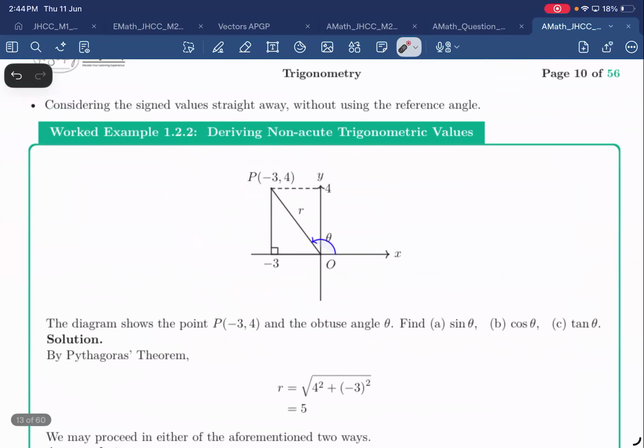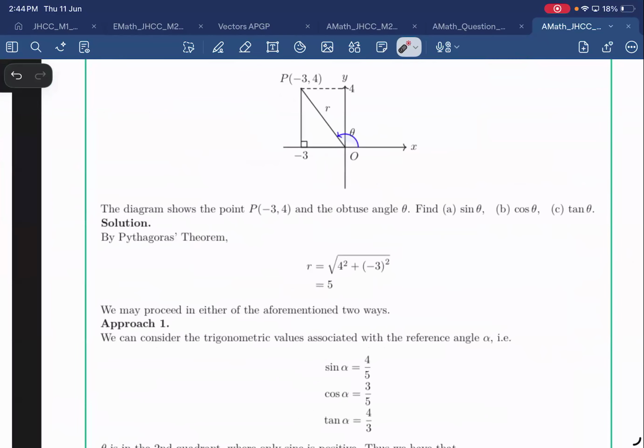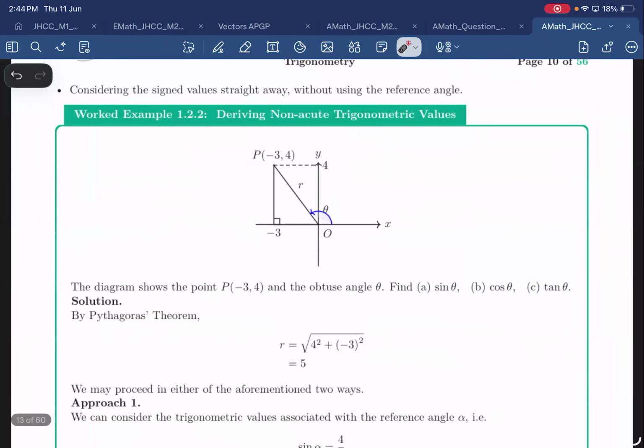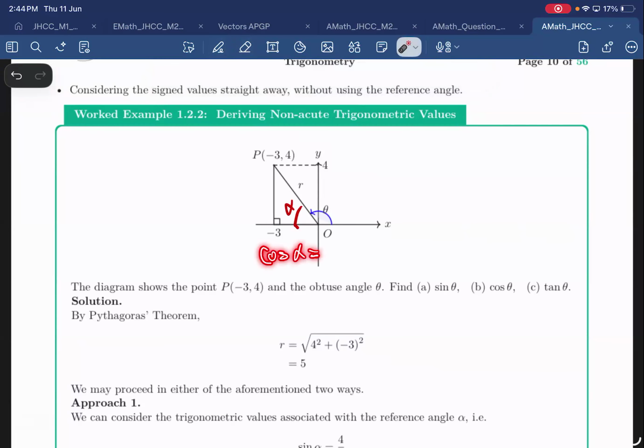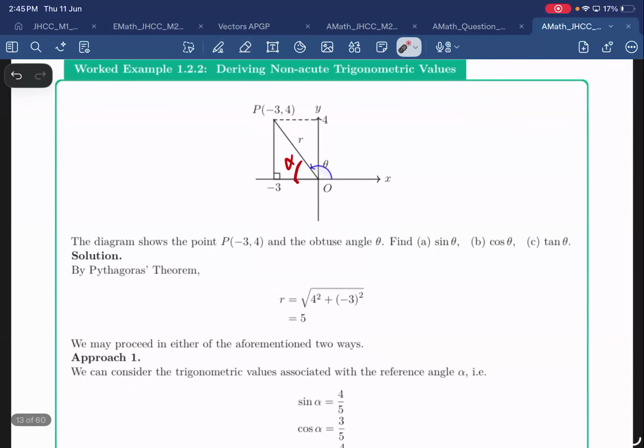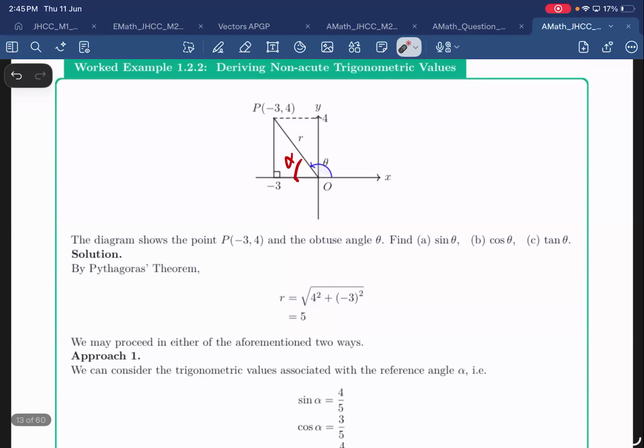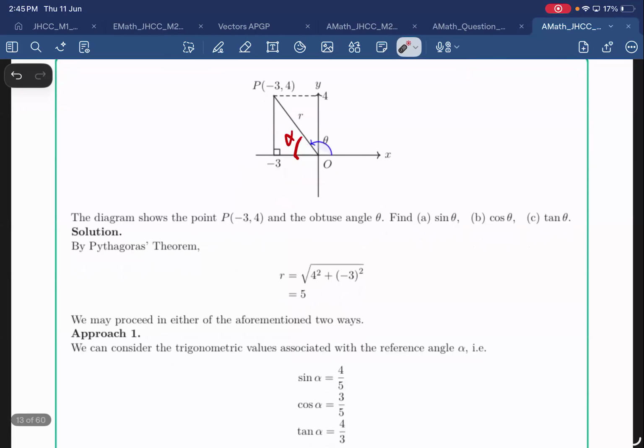Now we can use two methods: the reference angle method, and calculating straight away. Let's look at the reference angle method first. The reference angle for this one is this acute angle, which I'll mark in red. For this acute angle alpha, I can calculate the trigo ratios. Cosine is adjacent over hypotenuse, which is 3 over 5. Then sine will be 4 over 5, and tangent will be 4 over 3.